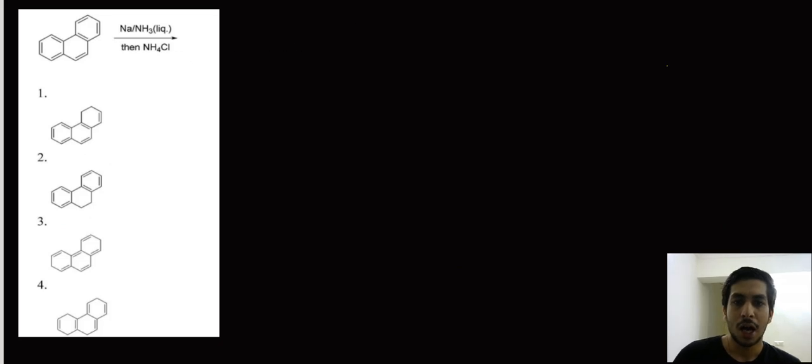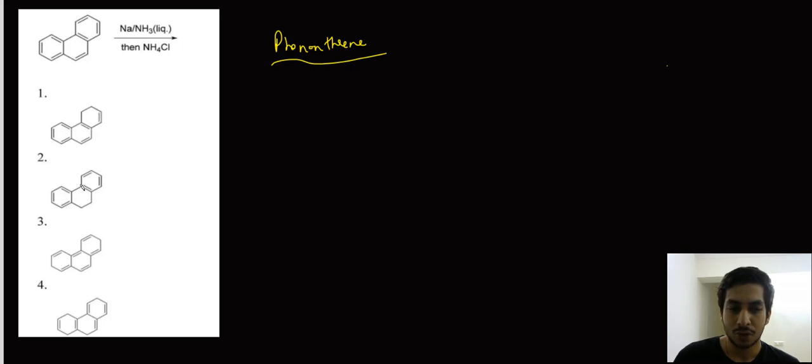Let's move forward. The next question is quite simple. It is from Birch reduction, and the phenanthrene molecule is given to us. In phenanthrene, you are doing Birch reduction. Whenever these kinds of questions come up from Birch reduction, you just have to see where, when the reduction takes place, the least amount of aromaticity is lost. In the first option, we get 2 aromatic rings over here, and then the third ring loses its aromaticity.